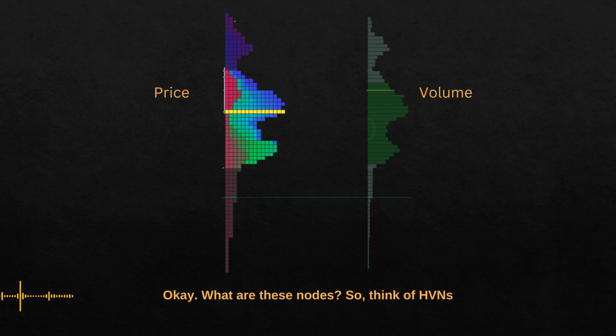Okay, what are these nodes? So think of HVNs like traffic jams on the chart. They're prices with a ton of activity, which usually means strong agreement on the value there. They often act as support or resistance, where the price pauses or reverses. So if I see a HVN above the current price, it's like a ceiling. Yeah, like a ceiling where sellers might come in.